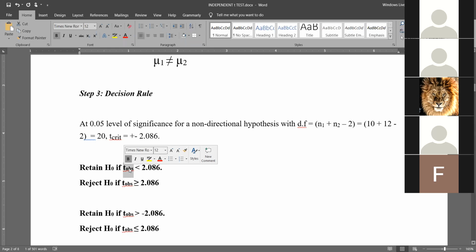That value, we are supposed to compare it with the T critical, this value that we got from the table. So we are setting a rule that anytime this calculated value, which is T observed, is less than positive 2.086, we are supposed to retain H0. We are supposed to retain the null hypothesis. But anytime the calculated value, T observed, is greater than or equal to 2.086, we have to reject H0.